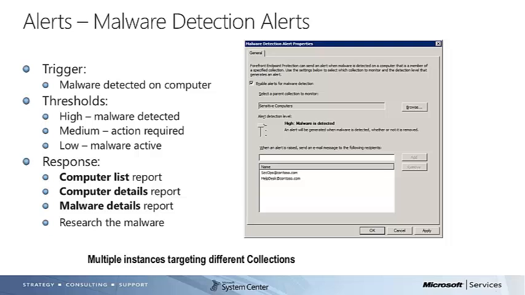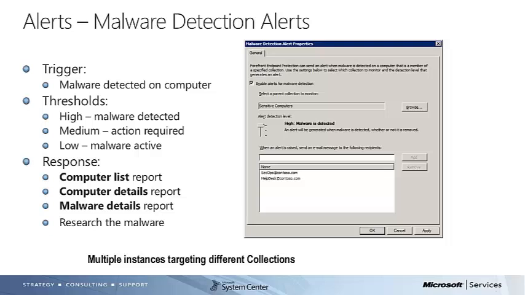And then the low threshold is that malware is still active on the system. It was detected, but it's still active on the system, so that may raise some concerns that those particular systems would need to be further addressed. So what type of response would you typically think of as part of this particular type of alert?